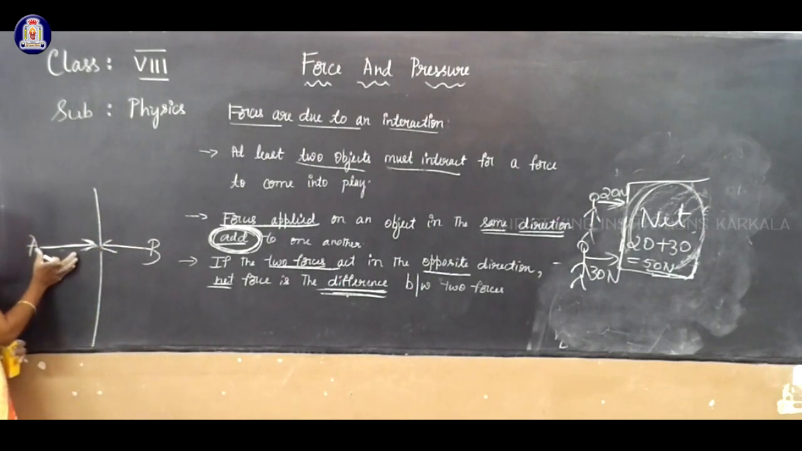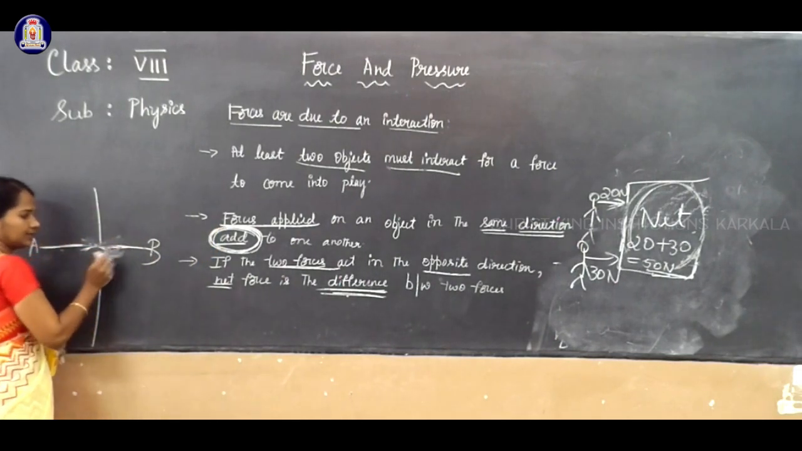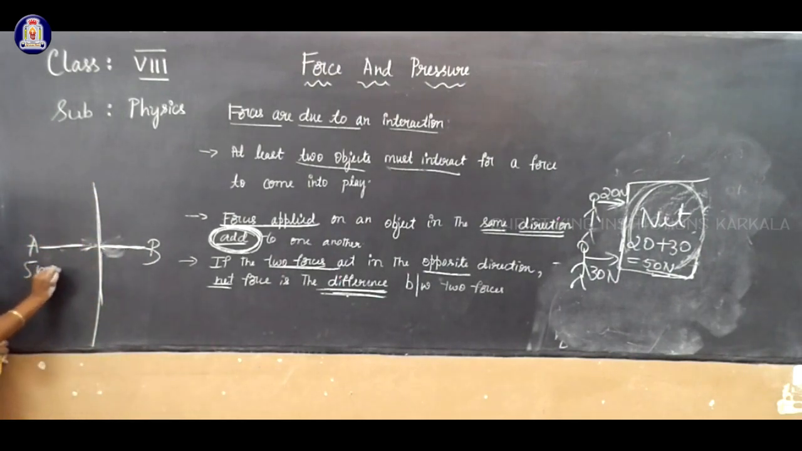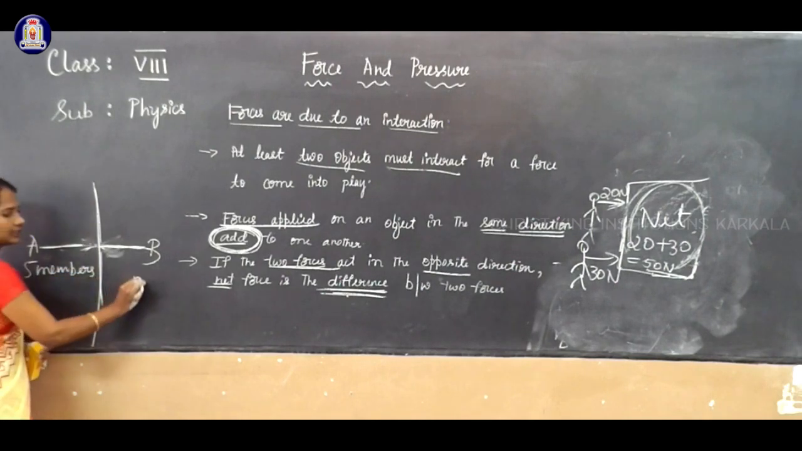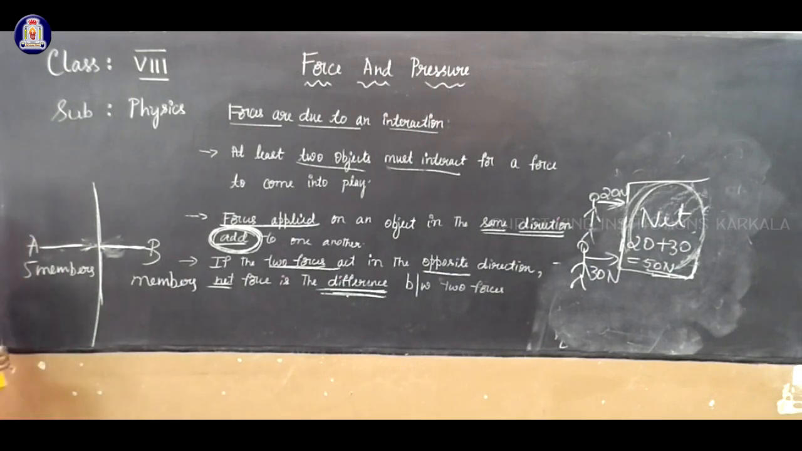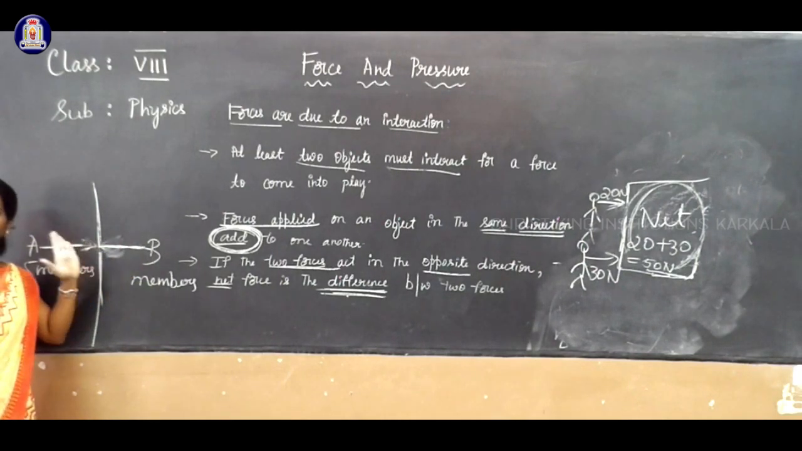Team A members try to pull the rope to their side, and team B tries to pull the rope to their side. So the force is applied on the same rope. Consider 5 members in team A and 5 members in team B. If both the teams exert the same force on the rope, the rope is not moving in any direction.